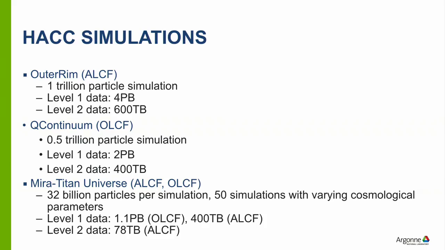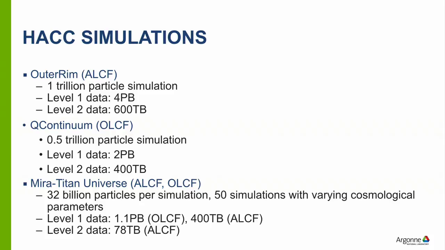We talked before about the scale of simulations in terms of typical allocations. Here are some examples of the current ongoing HEK simulations. So the outer rim simulation has run at ALCF and evolved 1 trillion particles. And you get some idea of the data produced. So in this case, we have 4 petabytes of data produced by the simulation.